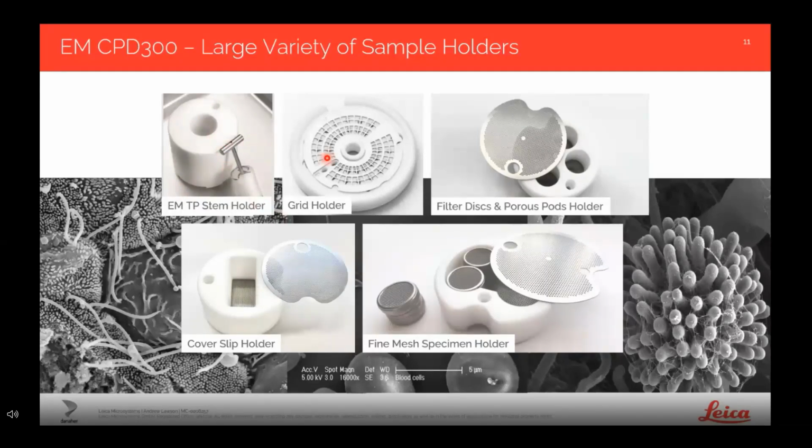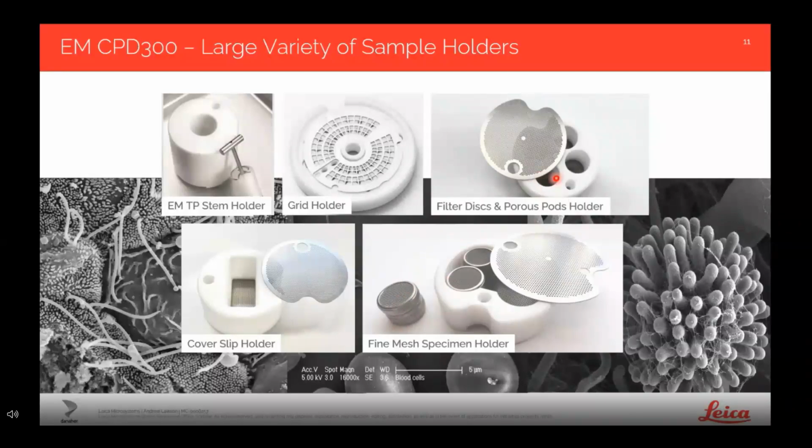If you were growing cells, for example, on TEM grids, you can load grids directly in this holder. We have a similar holder for cover slips. So if you were growing cells or you deposited samples on cover slips that you needed to dry, we have a couple of holders dedicated to those. And then we have a number of holders with different mesh baskets and things. So you can load larger structures into these baskets.